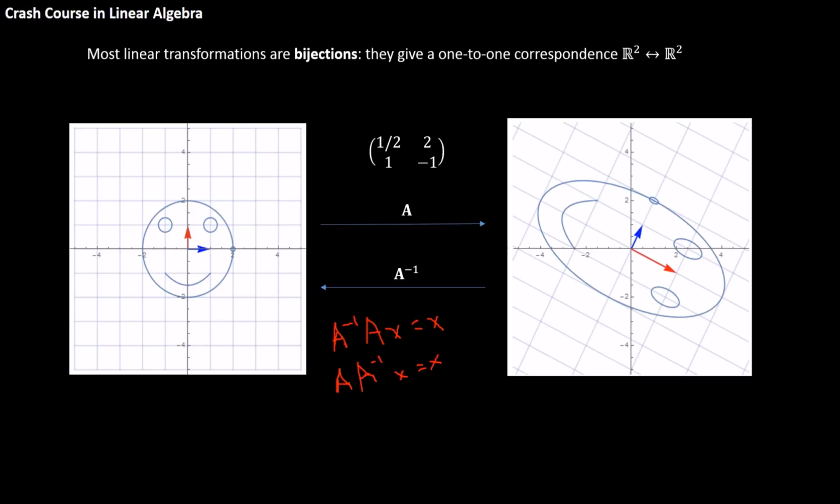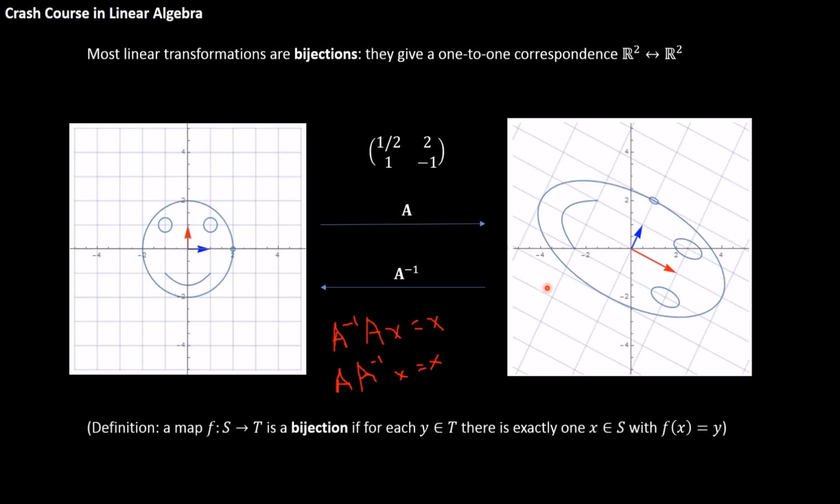So if you have a bijection, you can always find an inverse function. And this is the definition of a bijection from an abstract standpoint, in case you're curious.